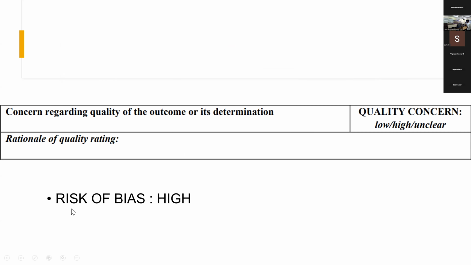And what is the risk of bias? Here, because we were not clear as to how exactly they were assessing the outcomes in the study, for the overall risk of bias, I have given a high risk of bias.